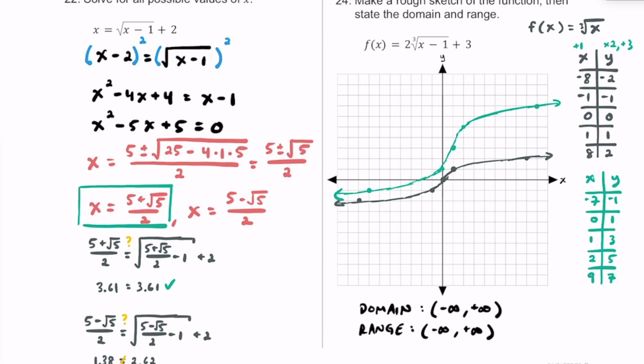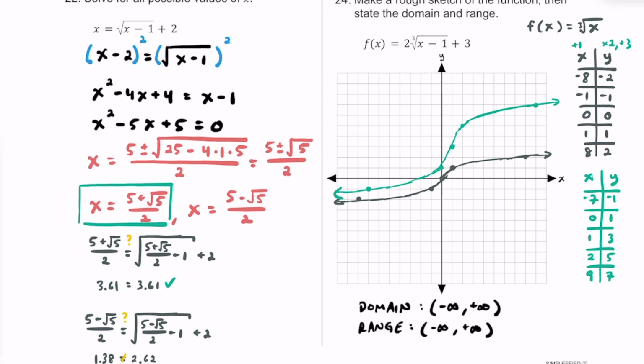And it's safe to say for our cubic functions, or cube root functions rather, that we're going to have the same domain and range. There's no restrictions on them. Alright, so that wraps up some practice problems dealing with some radical functions.